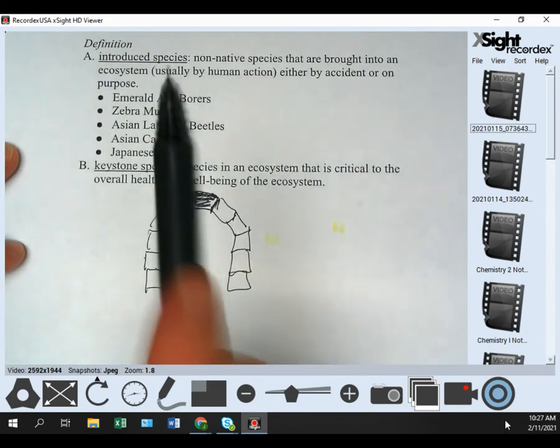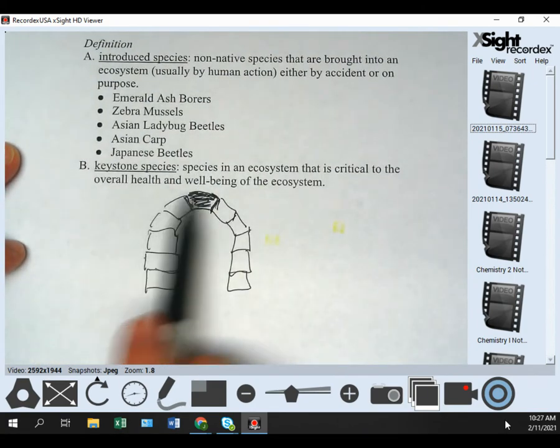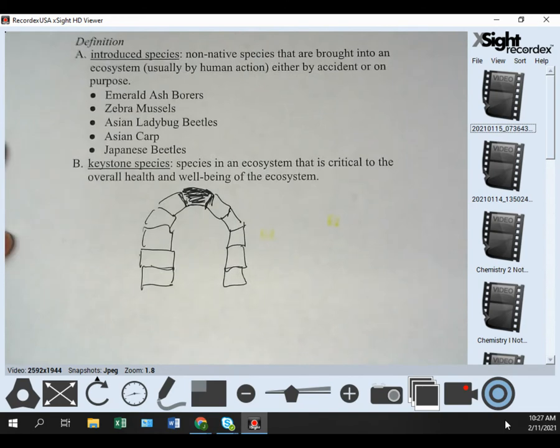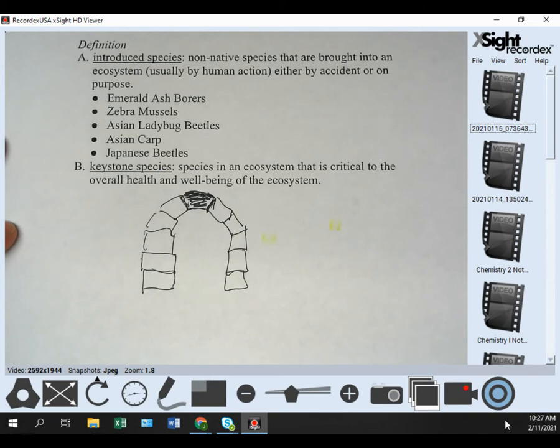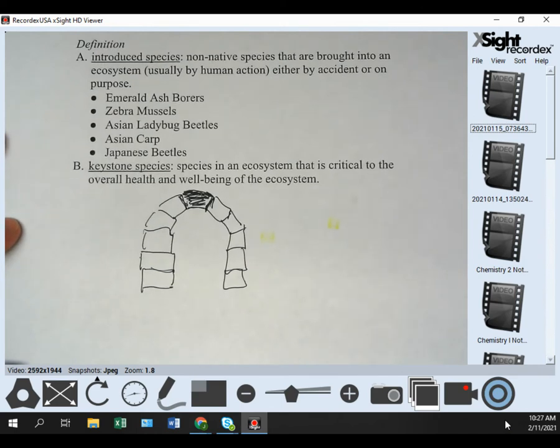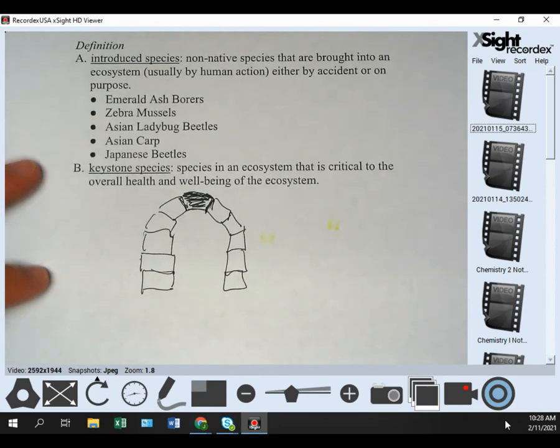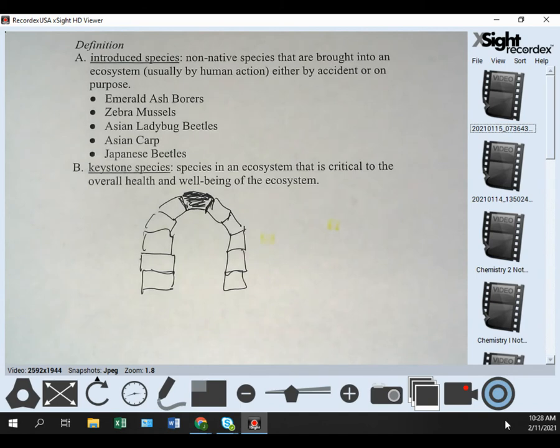So keystone species are species in the ecosystem that are critical to the overall health and well-being of the entire ecosystem. They are species that, if you were to remove them, if they were to go extinct or get removed somehow, the ecosystem would be seriously harmed and potentially even collapse. It would have a chain effect on all these other animals, and you'd have deterioration of the ecosystem and harm to the ecosystem.